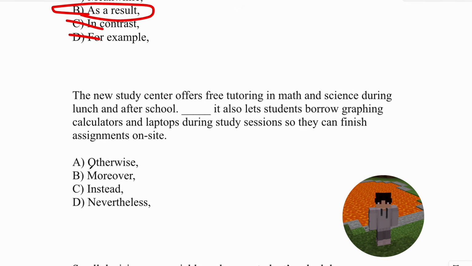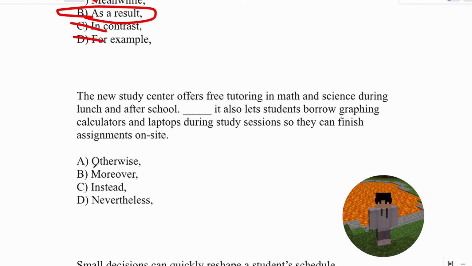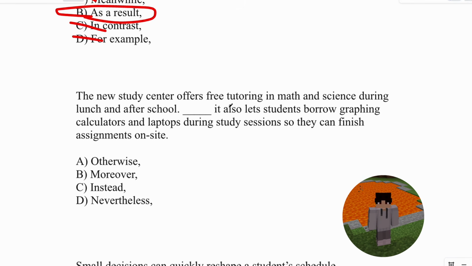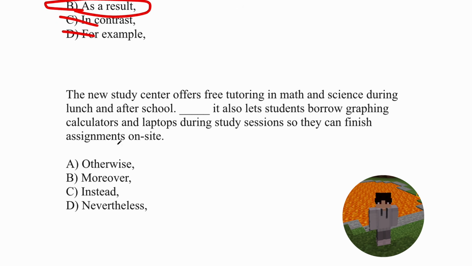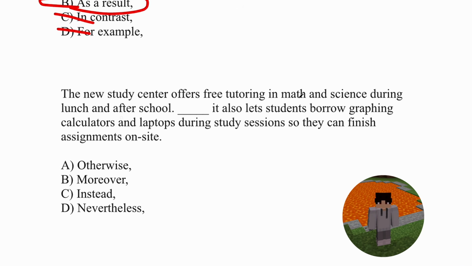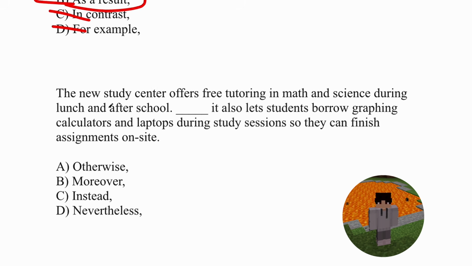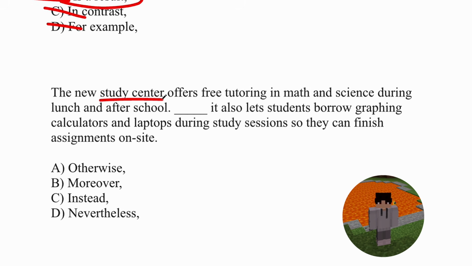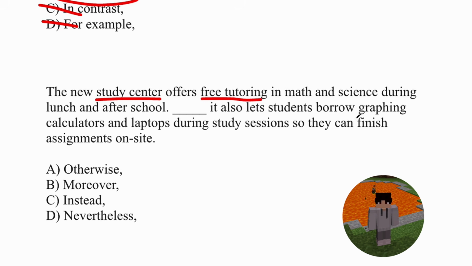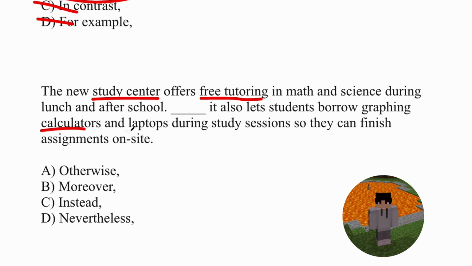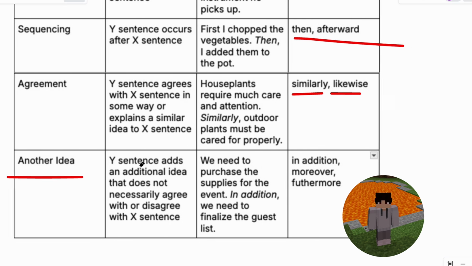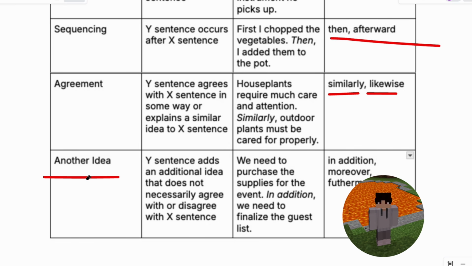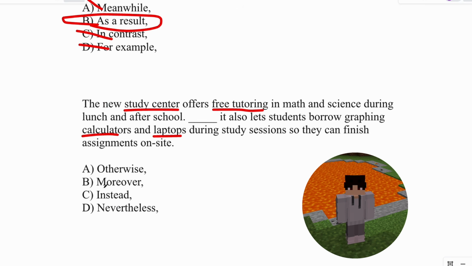The new study center offers free tutoring in math and science during lunch and after school. Okay, so that's free tutoring. Blank, it also lets students borrow graphing calculators and laptops during study sessions so they can finish assignments on site. So this gives me the vibe that they're just saying two different things that this study center offers. They both offer the free tutoring, but they also let students borrow stuff like calculators and laptops. They're two things that agree with each other, but they're also two separate topics. So we're imagining it's going to be either an agreement thing or another idea. The only one that matches that is moreover. All the other ones are completely different categories.